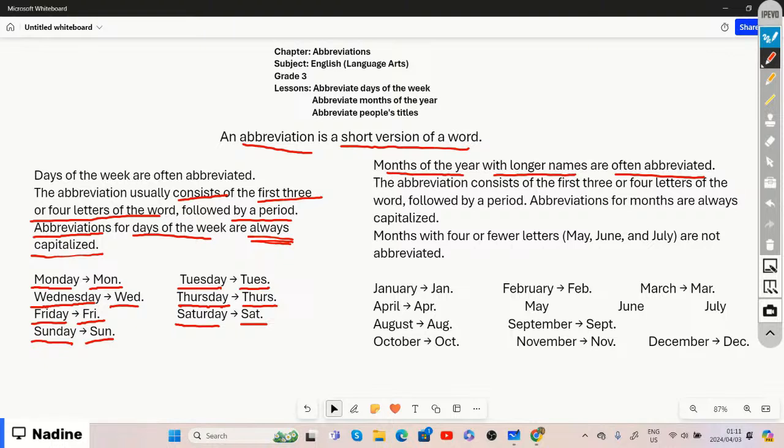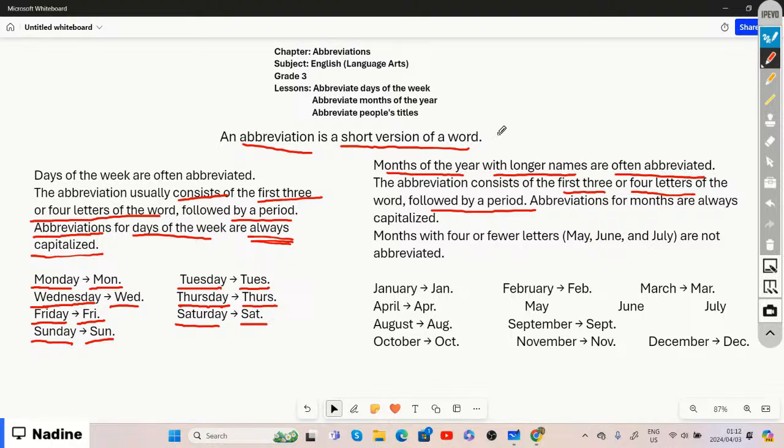And the abbreviation of months of the year either consists of the first three letters or the first four letters of that specific word, right? And it is also followed by a period, right? That is now the months of the year. And we have 12 months in the year, right?